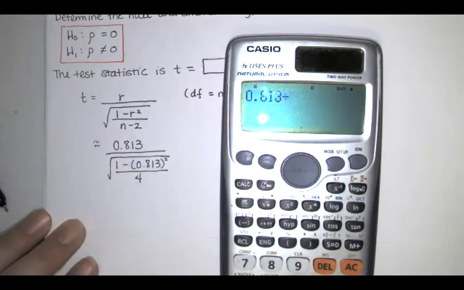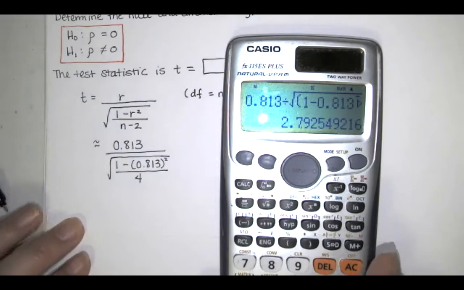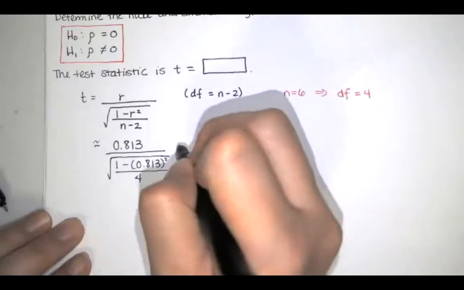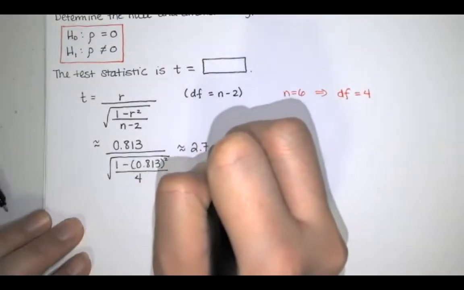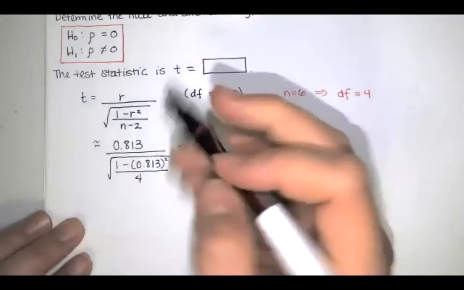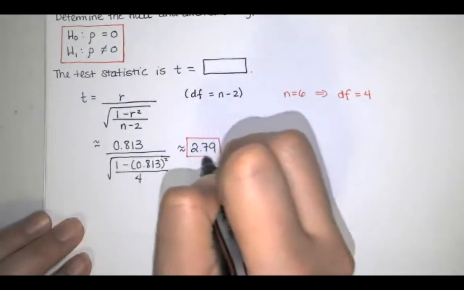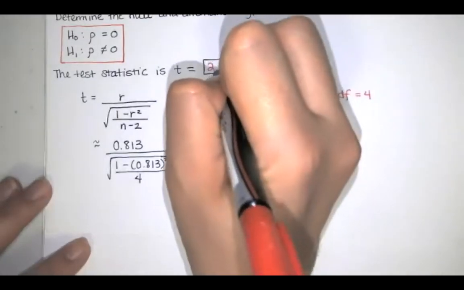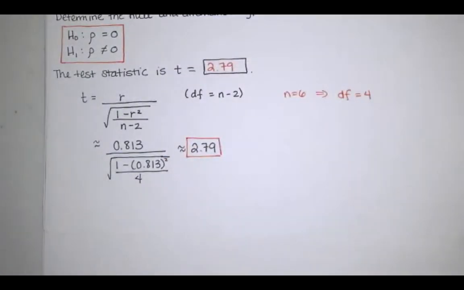But I have 0.813 and then I'm dividing by the square root of 1 minus 0.813 squared. And then we're going to take that whole thing and we'll divide by 4. Notice it's all under the radical. And I get a t-score of approximately 2.793. Or if I round to 2 decimal places, which is what they asked me to do, I get 2.79. Now, if I want to get the exact value of t using this formula, I can use Excel, and hopefully I get about 2.79 when I round to 2 decimal places.